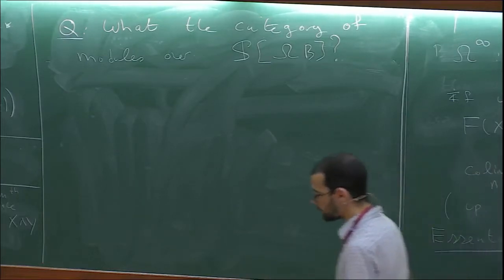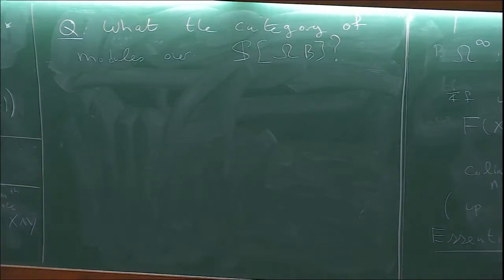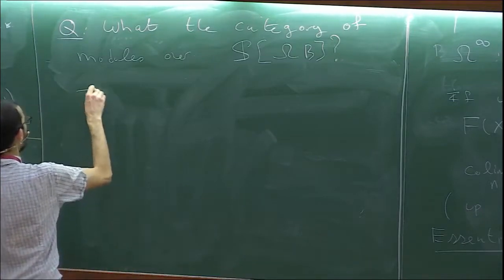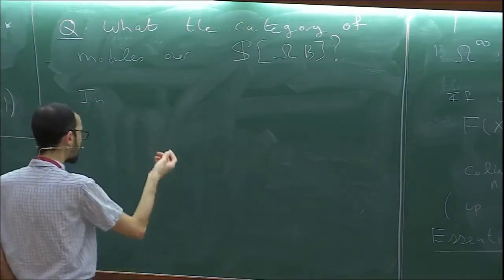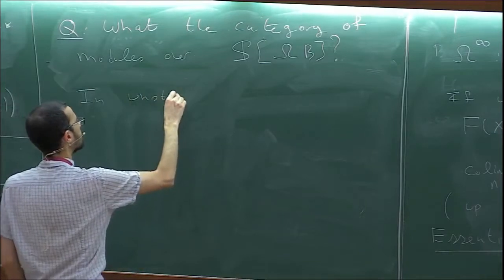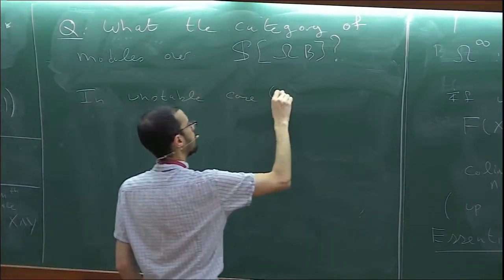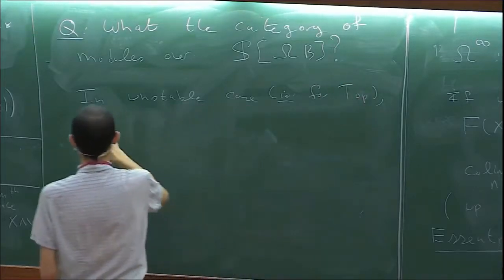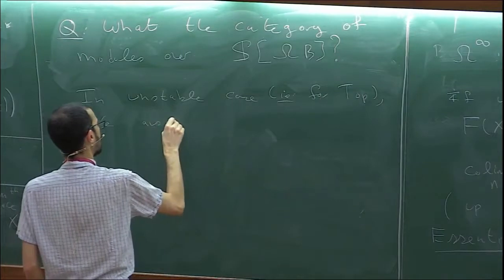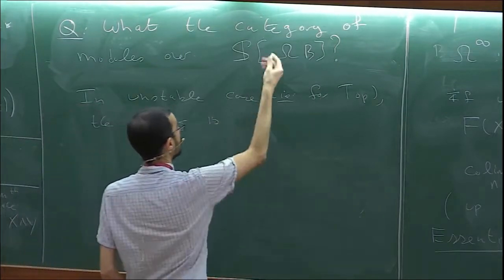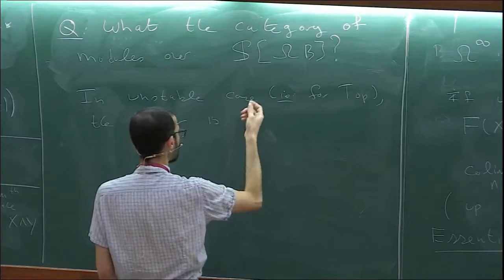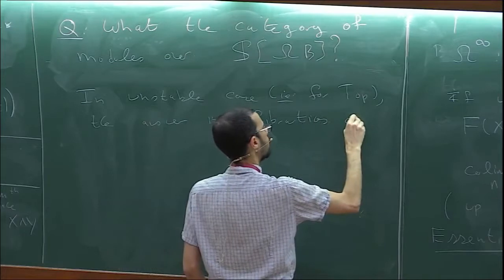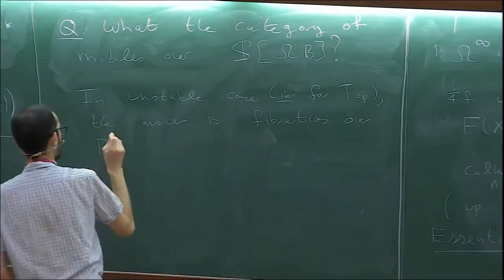If you take the loop space and look at modules, like topological spaces with an action of the loop space, then you can think of those as fibers of a fibration over B. So in topological spaces, in the unstable case, in Top, the answer is that modules correspond to fibrations over B. Okay.